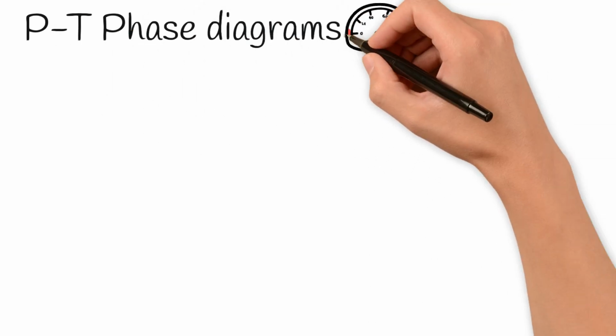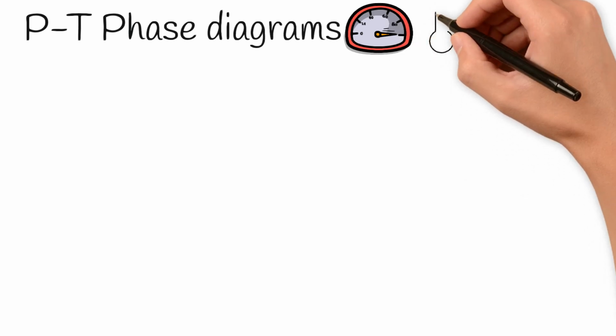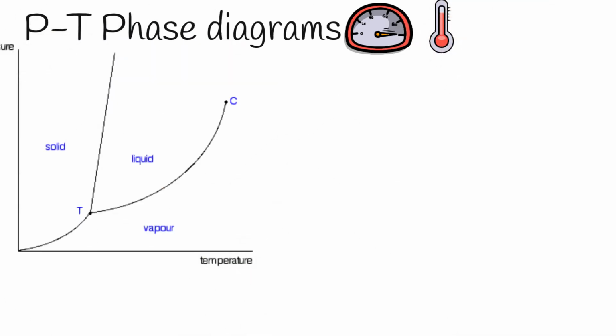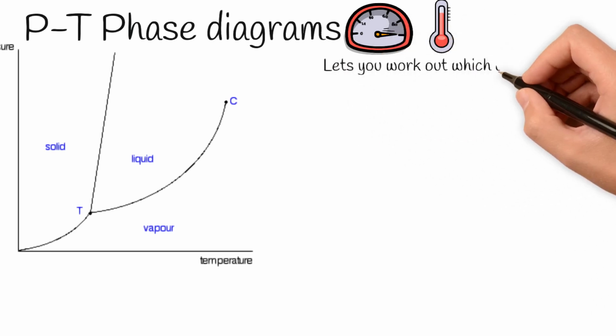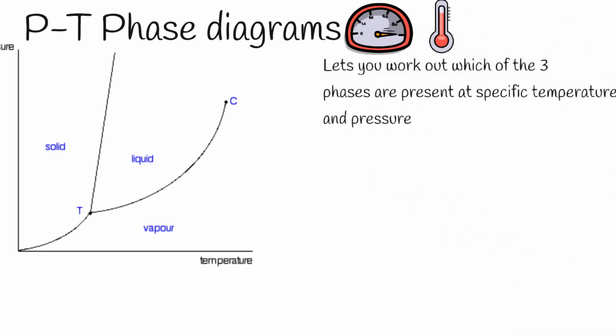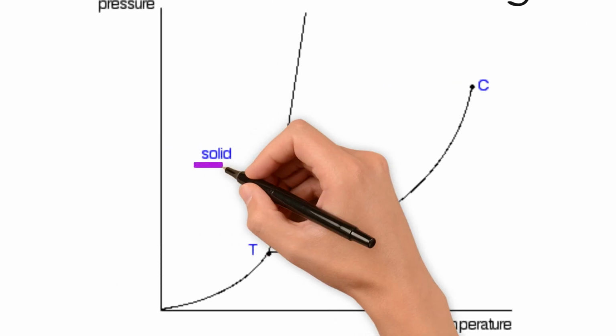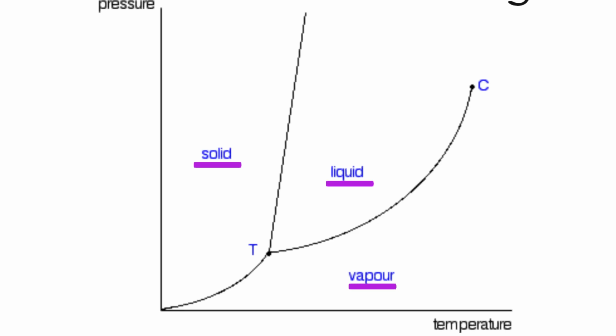Today we are going through pressure, temperature phase diagrams. So, firstly, why are these useful? Well, they let you determine what phase is present at a specific temperature and pressure for a specific substance. This PT diagram here shows three phases: solid, liquid and vapor.